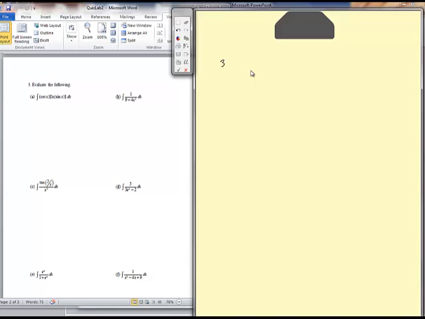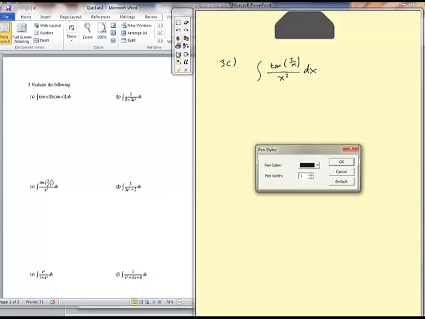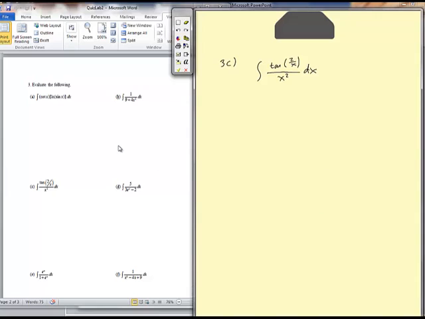So here we go, 3c. We are coming up with the antiderivative of tangent of 2 over x and all that junk over x squared dx. And it's going to be a U sub, so, all right, hey, let me get my red pen here, because I always like to use a red pen for a U sub.